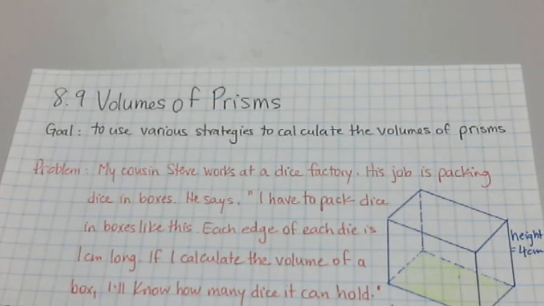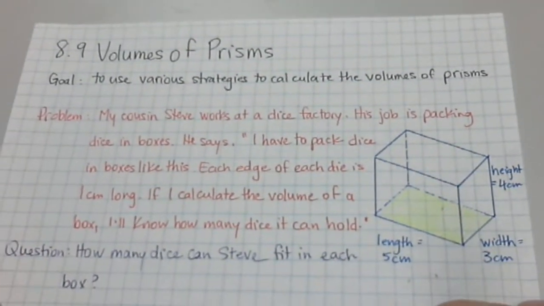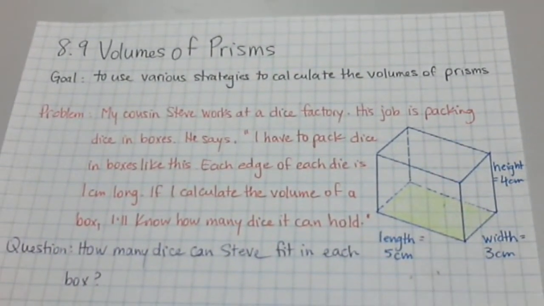So the problem that we're working with today, the first one anyways, is that my cousin Steve works at a dice factory, and his job is to pack dice in boxes. And so he says, I have to pack dice in boxes like this one right here. And each edge of each die is a centimeter long, and if I calculate the volume of a box, I know how many dice it can hold. So the question is, how many dice can Steve fit in each box?